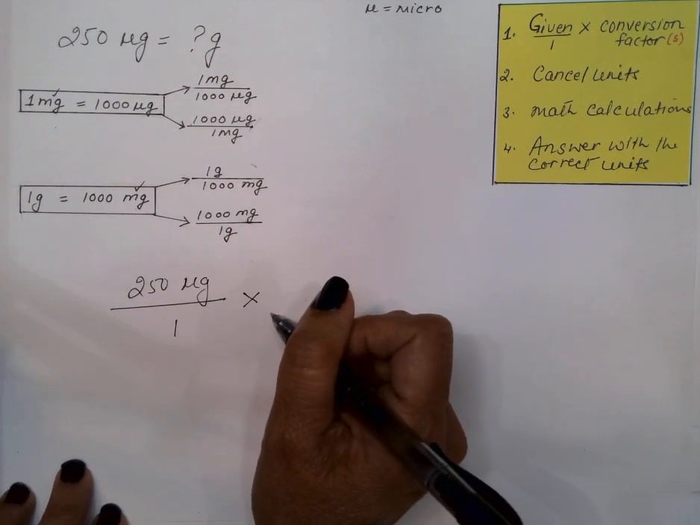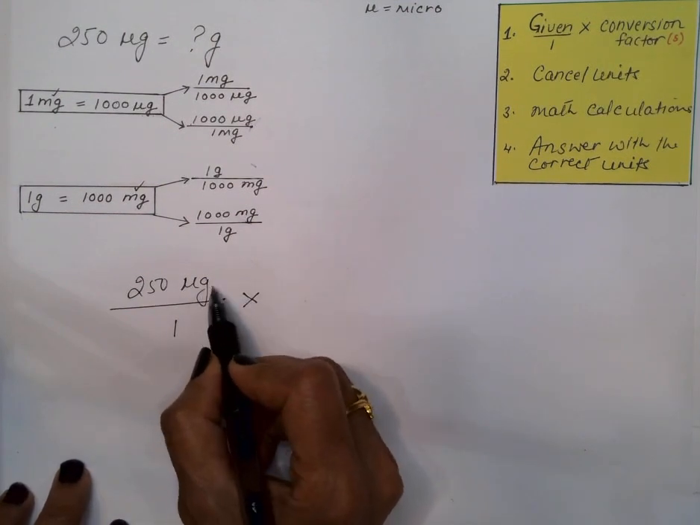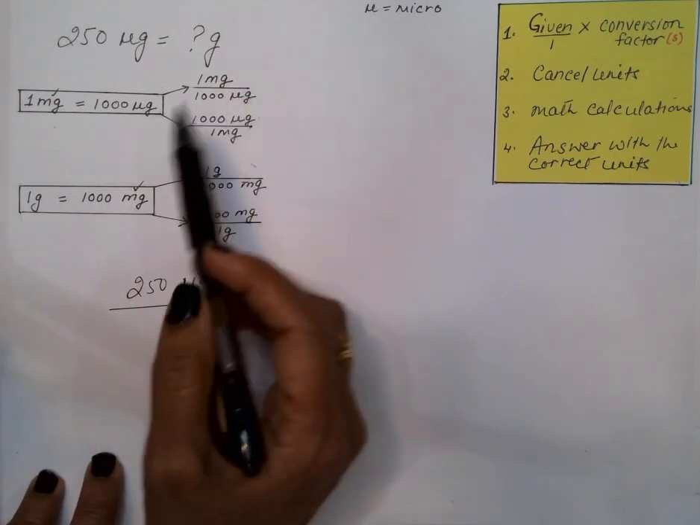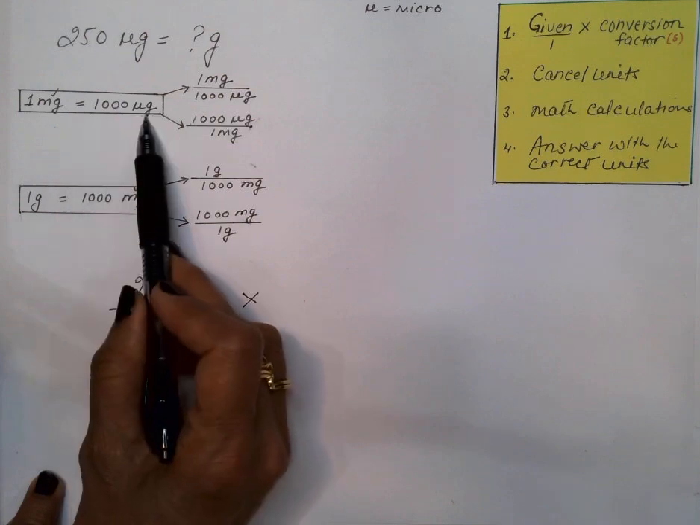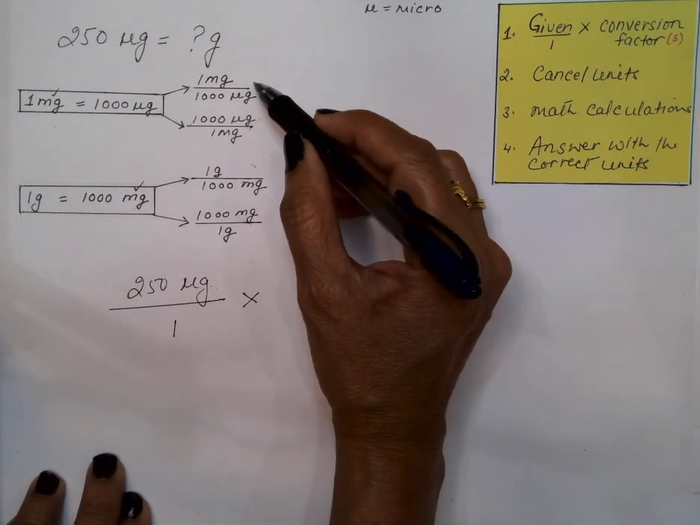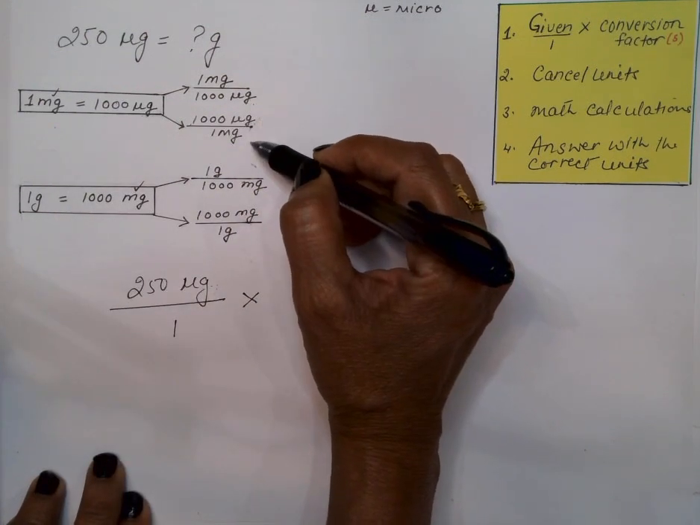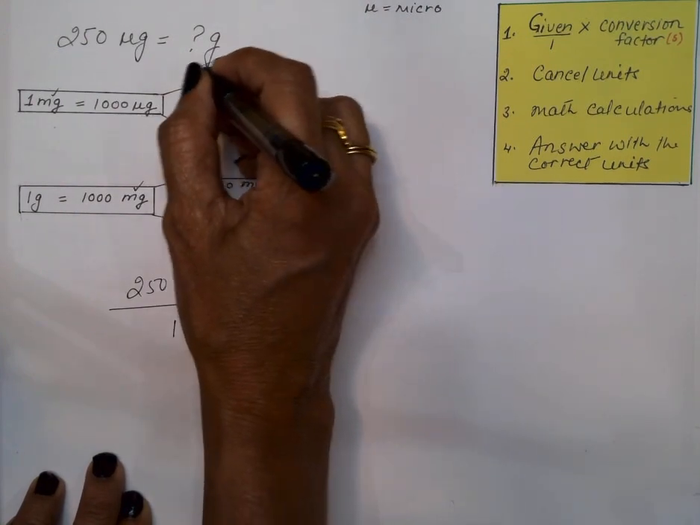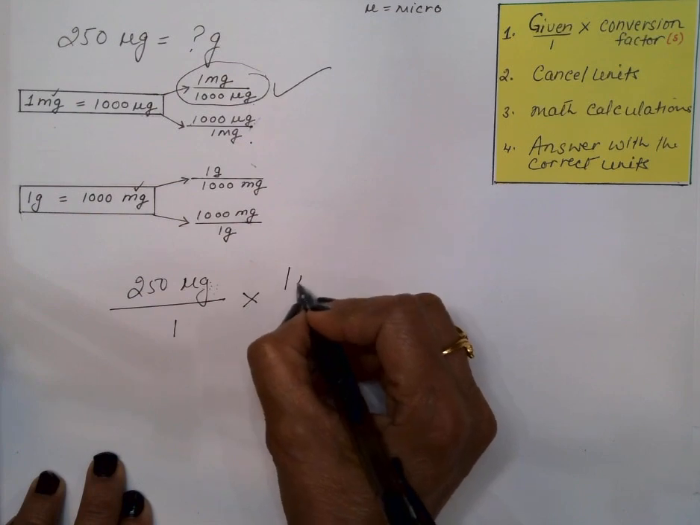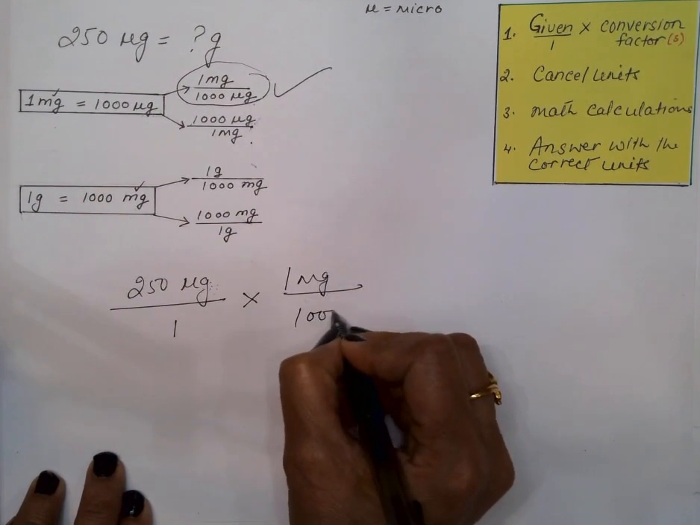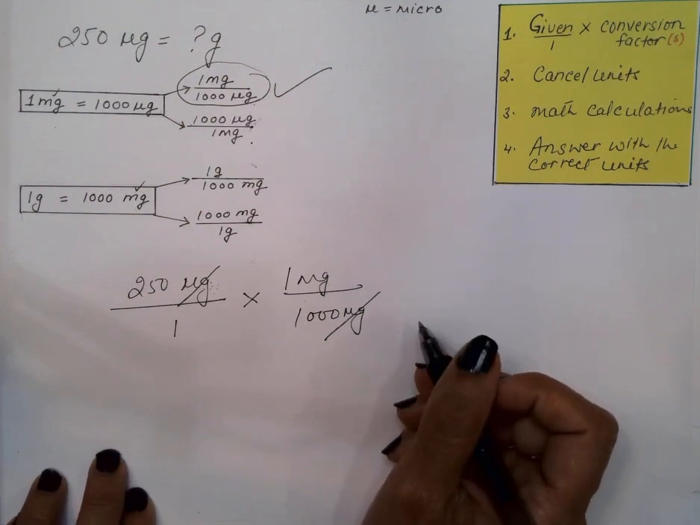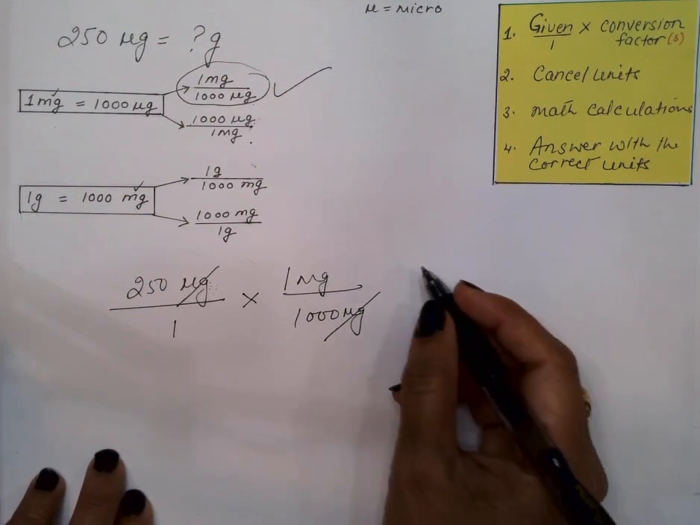Now, what do I want to cancel out? I want to cancel out micrograms. So look for micrograms here. We have a microgram in this equivalent. Now, which fraction should I pick? This one or this one? Well, I don't want micrograms in my answer, so I'm going to pick this fraction, because by using this fraction, I'm able to cancel micrograms and micrograms. That's the unit I wanted to eliminate.